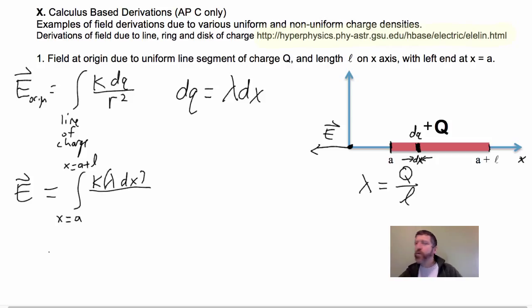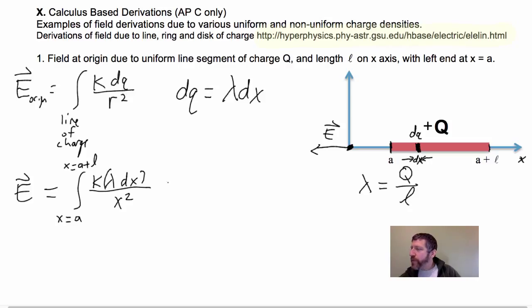But instead of r squared, what is my r? I need to have these variables consistent. How far is this away from that point? What is the center distance between the origin and all these different dq's? Well, that's just going to be my x variable. So this becomes x squared. The distance away from the origin is just x. So there we go. I just have to integrate that.